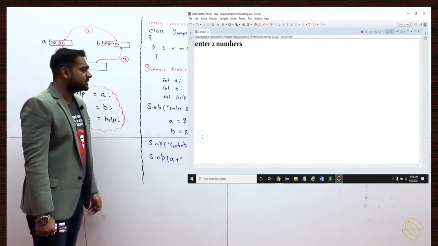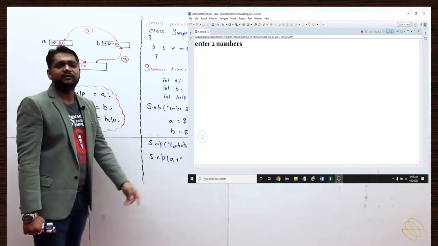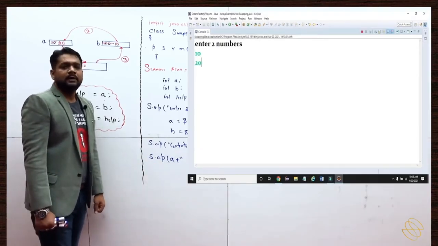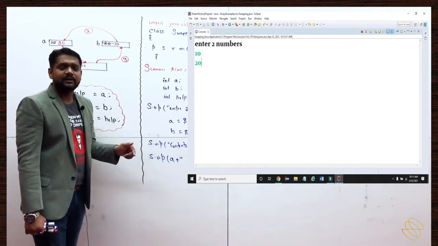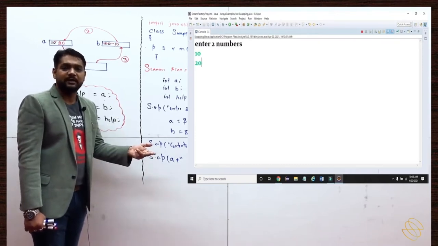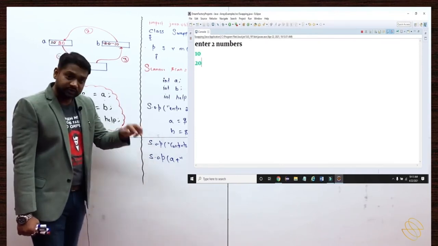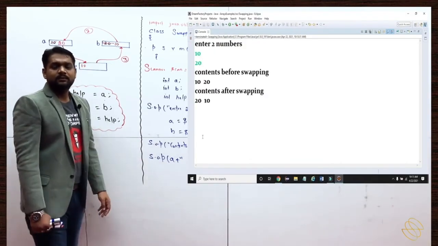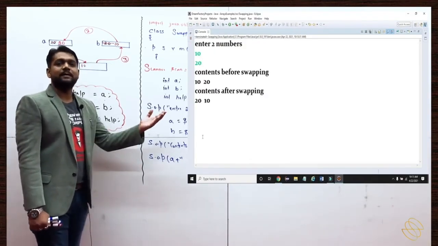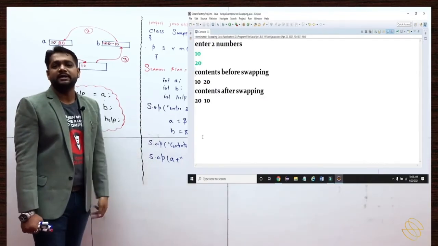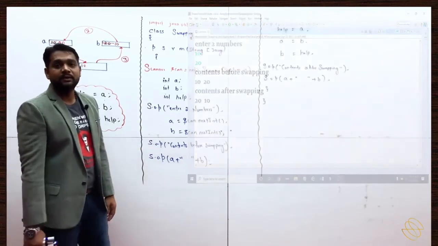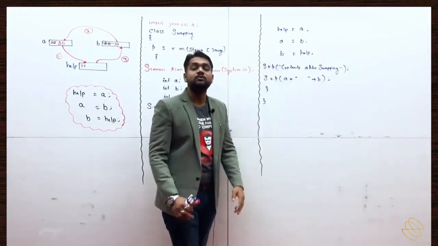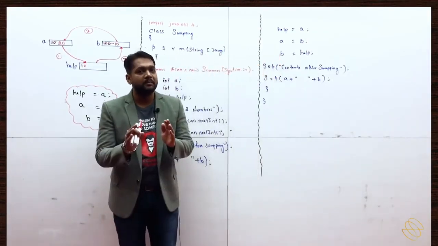Enter two numbers is what it is asking. I will enter 10 and 20 first. 10, enter, 20. Done. As soon as I click on enter, before swapping it will display, swapping will happen, after swapping also it will display. Enter. See? Before swapping it is 10 and 20, after swapping it is 20 and 10. We are successful in swapping. You have to remember this logic for you to swap. I hope I am completely clear.